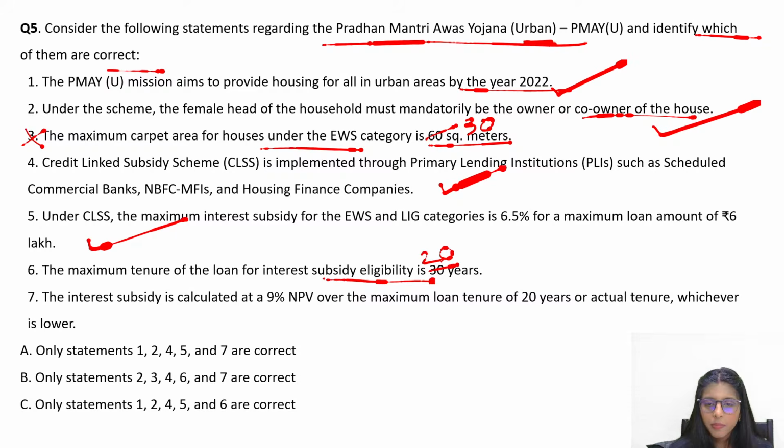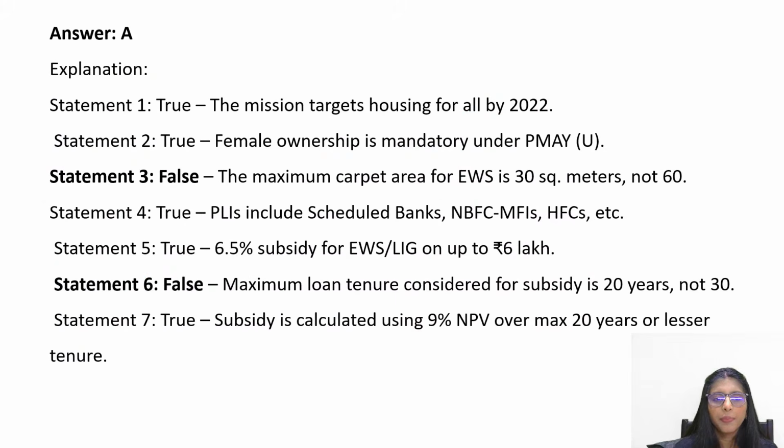The interest subsidy is calculated at 9% NPV over the maximum loan tenure of 20 years or the actual tenure, whichever is the lower. Yes, it's correct. So which are the correct statements? 1, 2, 4, 5, and 7. Option A is the right answer.